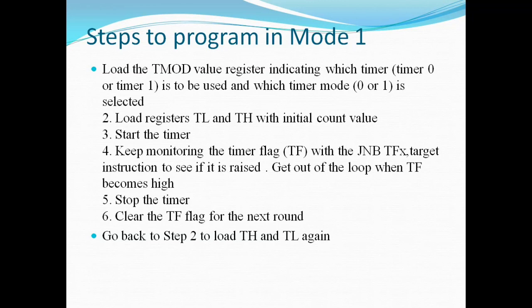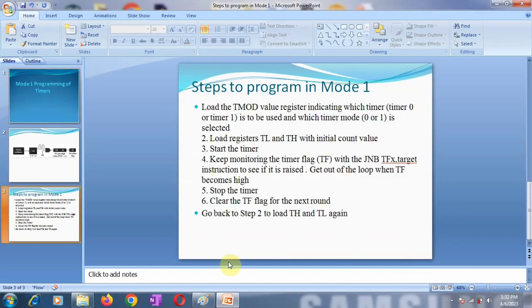Now we will take one example and try to write a program for generating a specific delay using this timer in Mode 1. Generate a delay of 5 milliseconds using timer 0 in mode 1. Now the first step is we have to calculate the count value that we are going to load into the timer registers TH and TL. So let us start with the procedure.